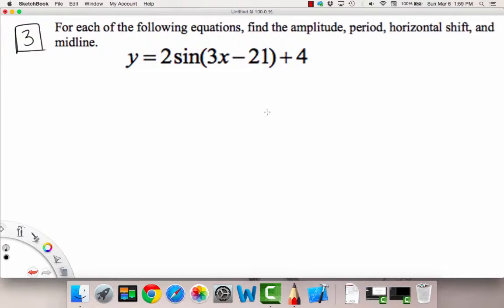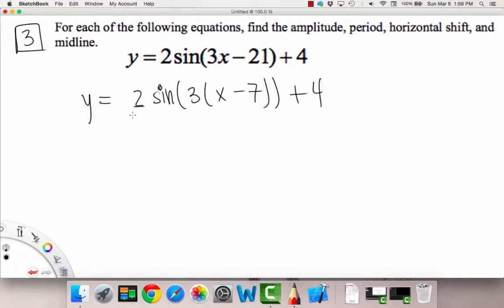Okay, number 3. It says, for the following equation, find the amplitude, period, horizontal shift, and midline. Okay, so just looking at this form, let's put it in a little different form, by factoring out the b first. Okay, so getting that out of the way, we have something like this. Now we can identify directly what our variables are. So a is equal to 2, so our amplitude is equal to 2. So we solve for that first thing.